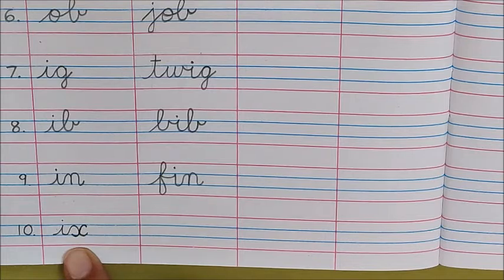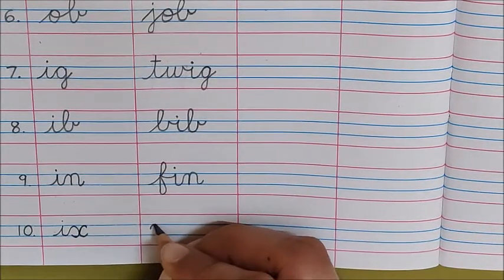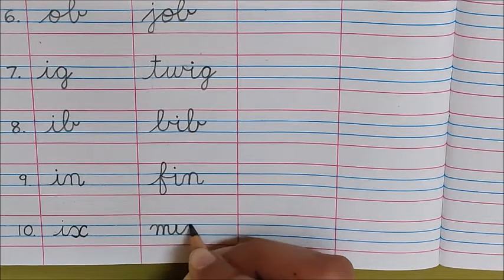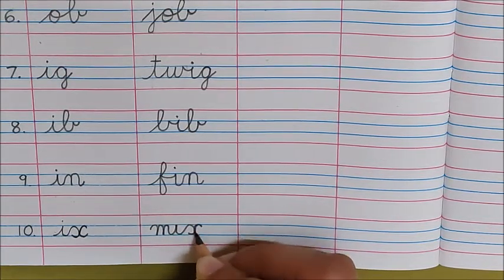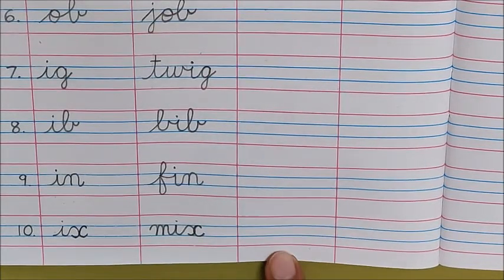Last family, ix. Let me think of a word belonging to ix family. Mix. M I X. Mix. Next rhyming word you think and write like fix or six.